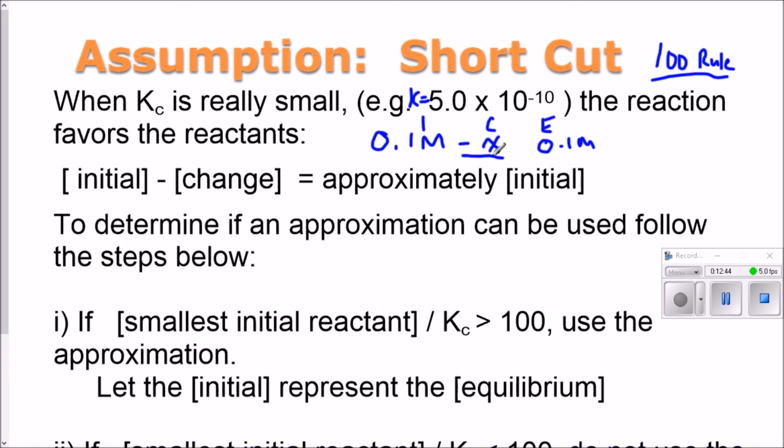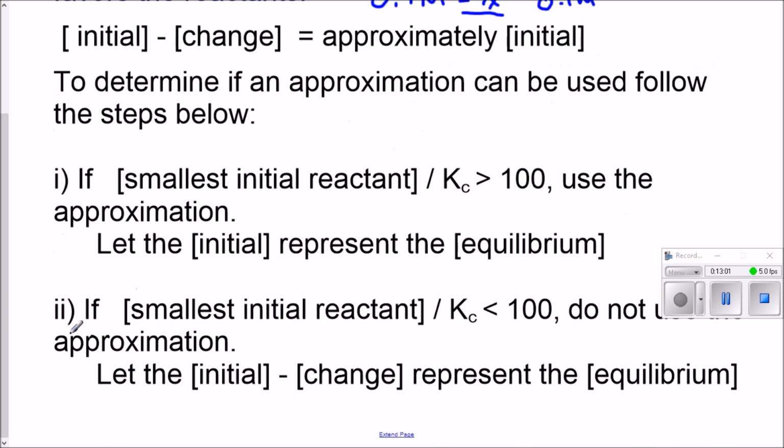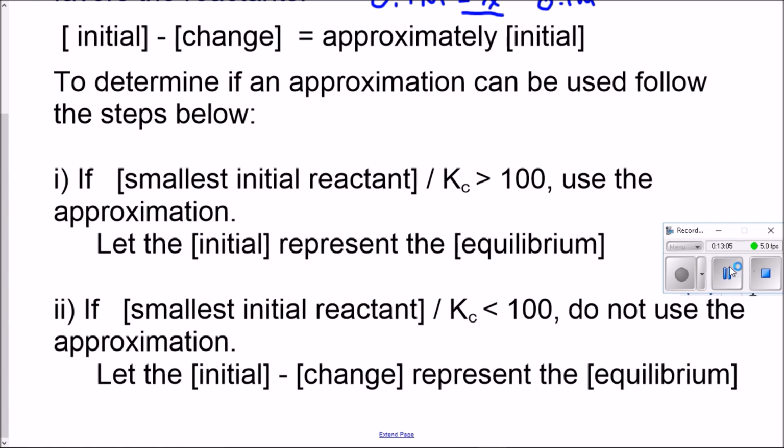Now this is the 100 rule, and what we do is we take this K value and divide it into our initial concentration. And if it's larger than 100, then we can use this approximation and say that the change is small. We'll talk more about this in class, but please just write the following note. You can pause it and make sure that you've added these things so we don't have to write them down in class, and we'll talk about them tomorrow.